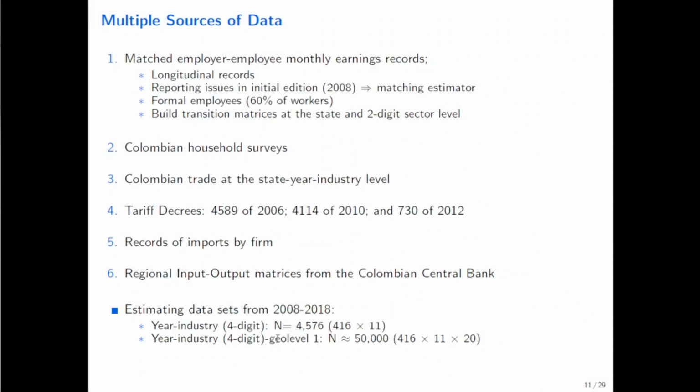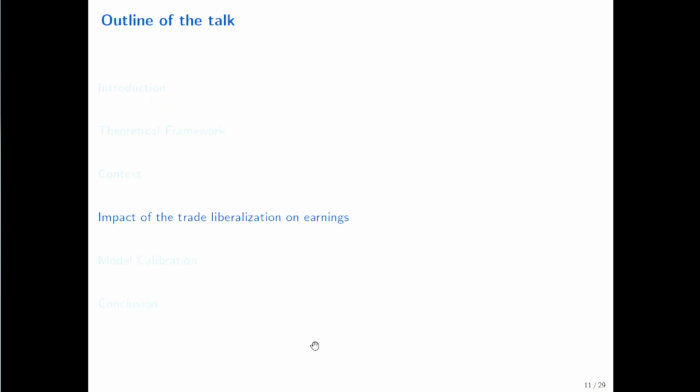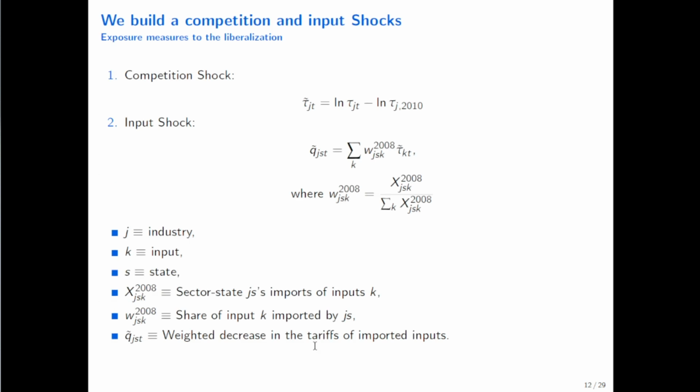So for our empirical strategy, we are going to use this data set from 2008 to 2018, and the unit of observation is going to be the year industry or the year industry state level. So we play around with the two sets of observation. Okay, so what is the impact of the trade liberalization on earnings? So we're going to build two shocks, and this is part of analyzing the trade liberalization episode.